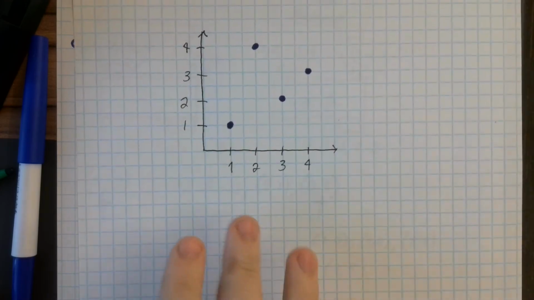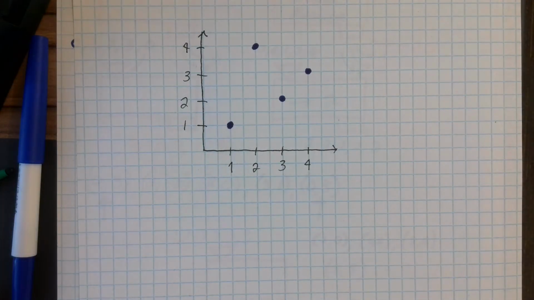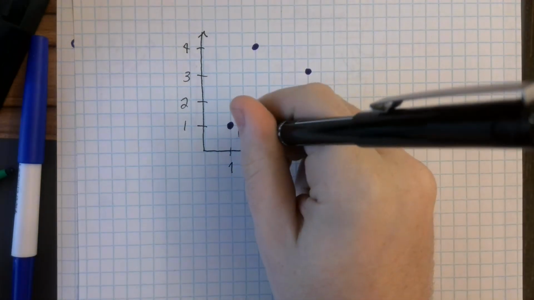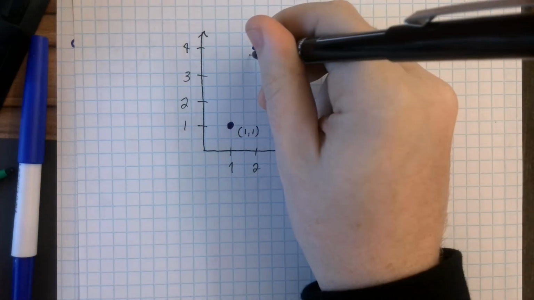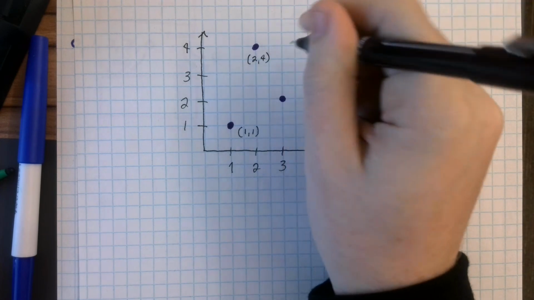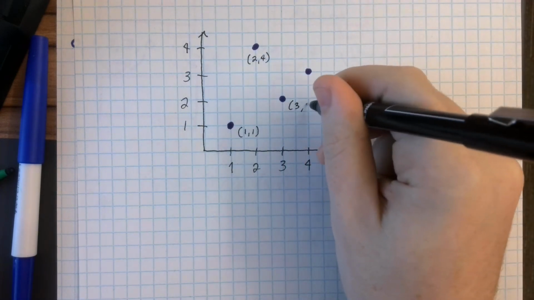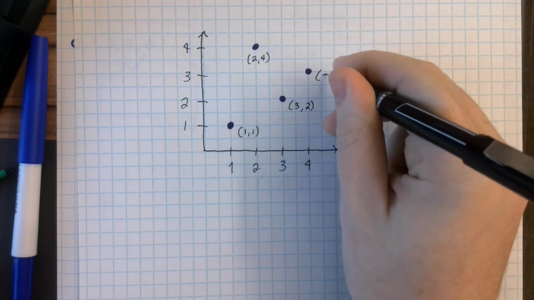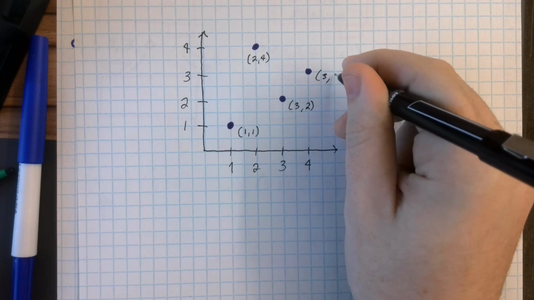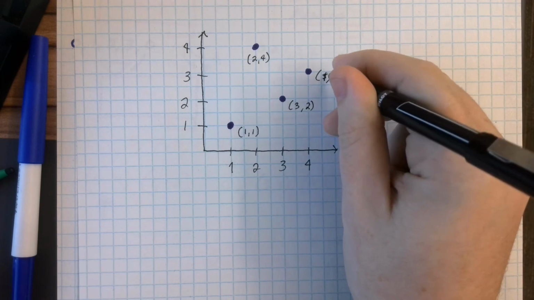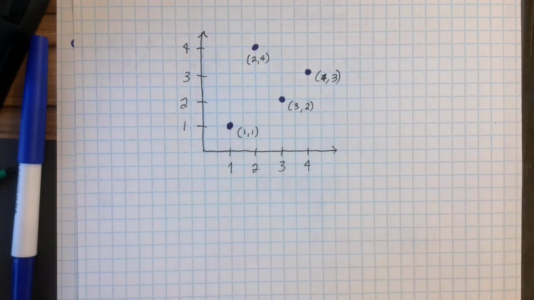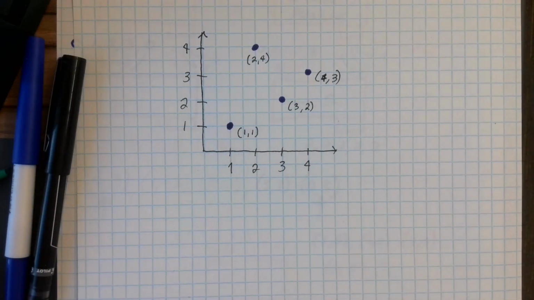Let's say we have this graph that we're looking at, and we want to decide if it's a function or not. Well, we could totally write out all the points here. We would have 1, 1, 2, 4, 3, 2, and 4, 3. I knew I did something wrong there. Let's say we have all of these. Well, then we would have a function. Nothing really repeats, so we're fine.